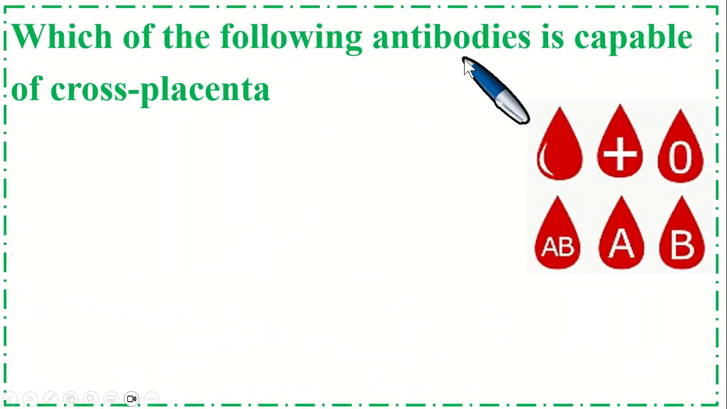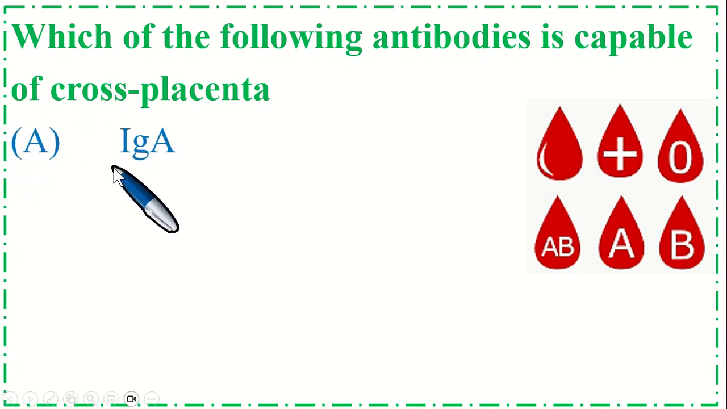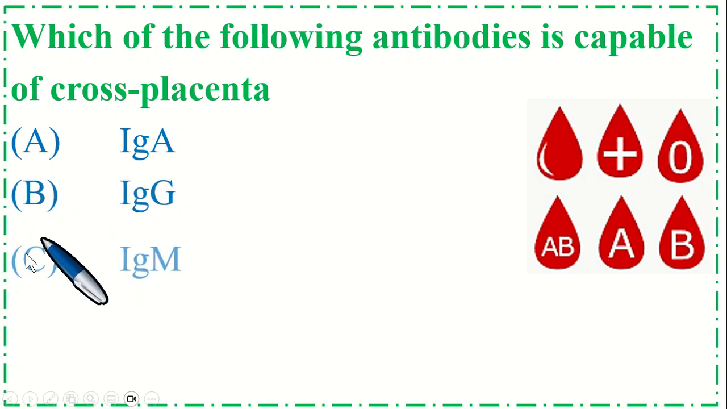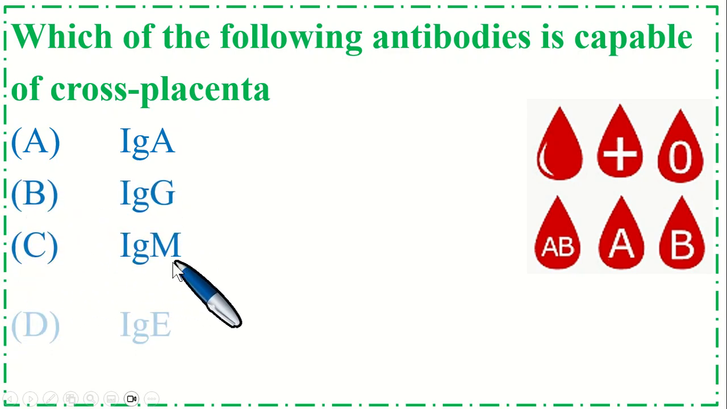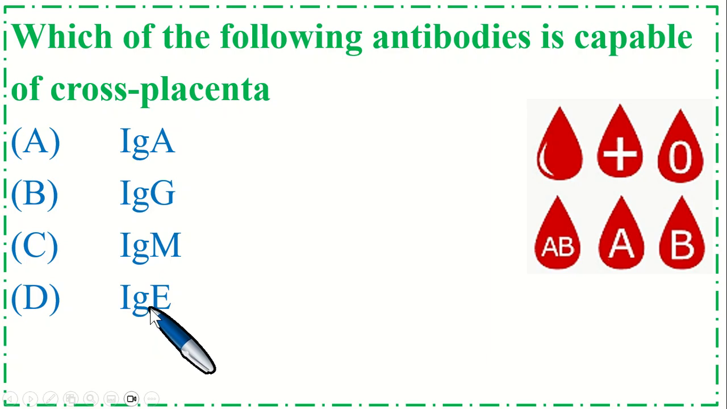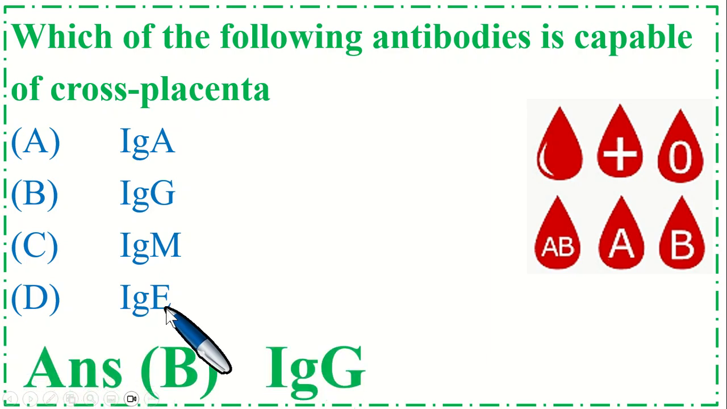Which of the following antibodies is capable of crossing the placenta? Option A IgA, option B IgG, option C IgM, and option D IgE. So the correct option is B, which is IgG.